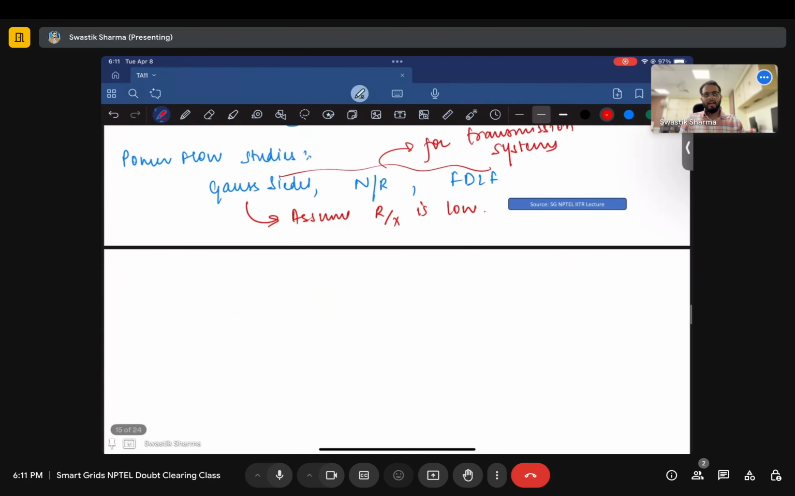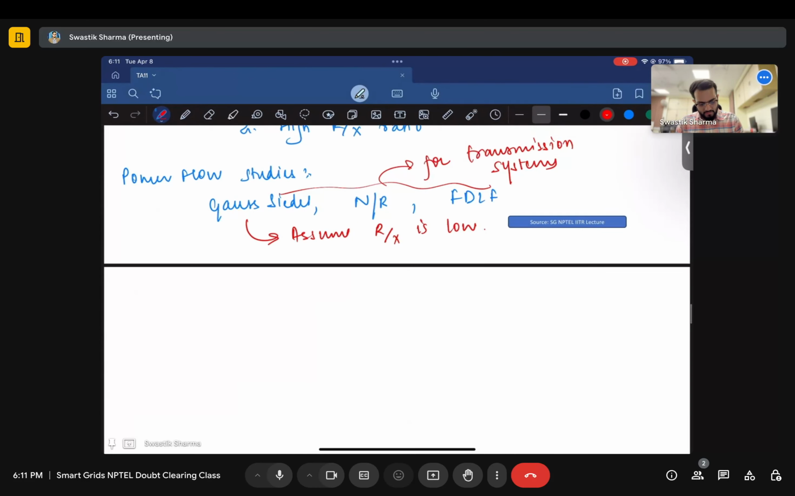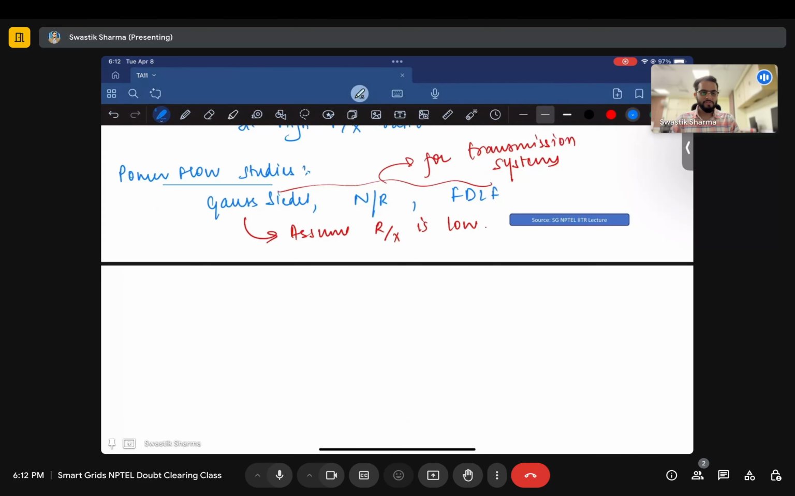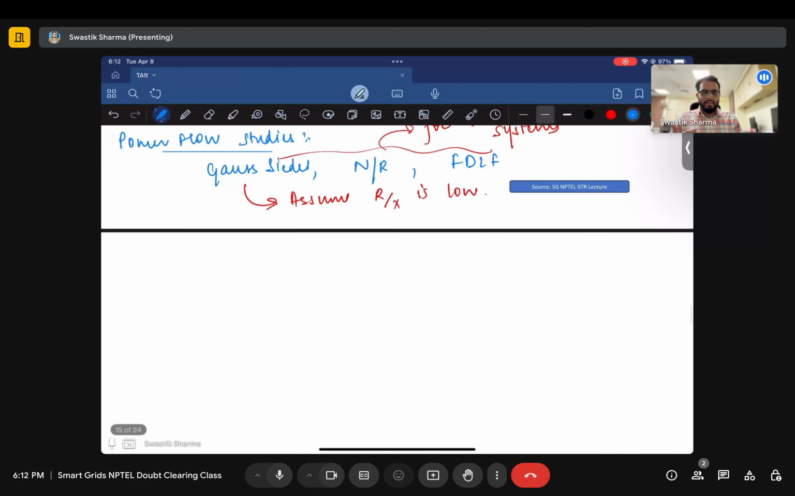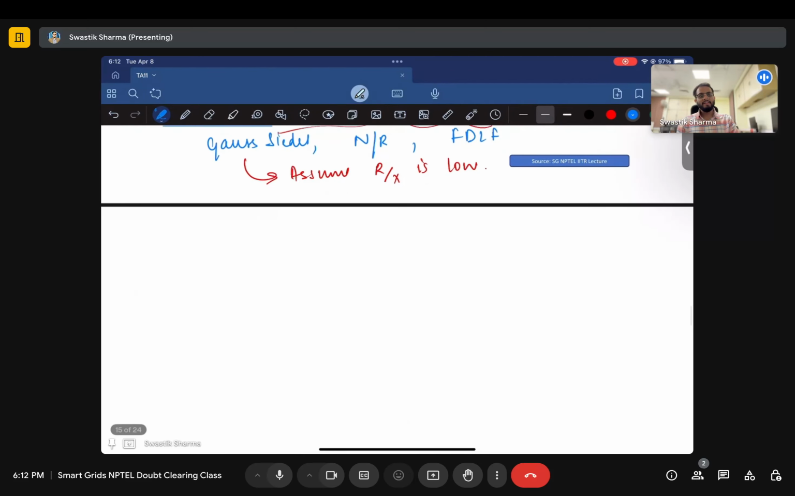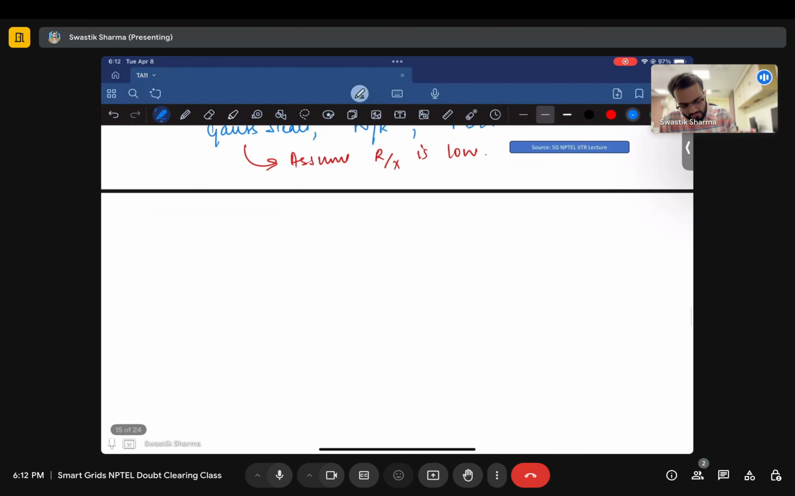I don't know if all of you have studied these different power flow studies. I won't go into details because it's a prerequisite for the course. I'll assume that you know what power flow studies are, right? What the Newton-Raphson essentially does is generate a Jacobian matrix. So what is a Jacobian matrix?